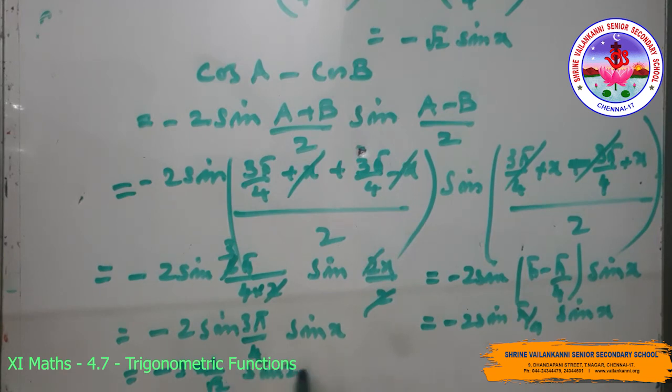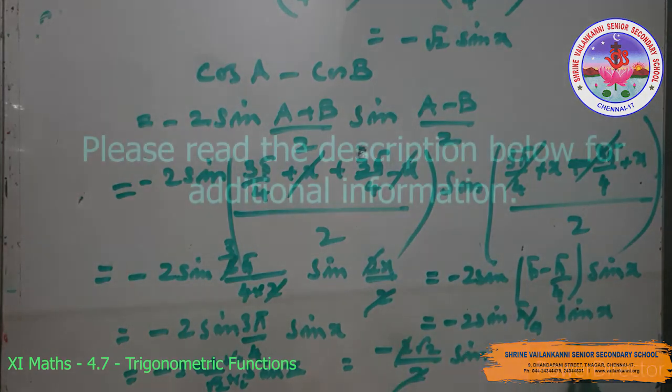So rationalizing this, root 2 into root 2. So we get minus 2 root 2 by 2. Cancelling this, we get minus root 2 sin x, which is RHS.